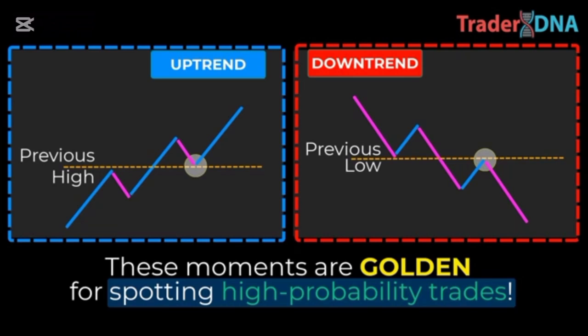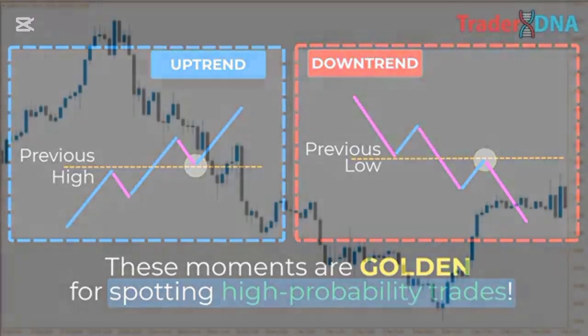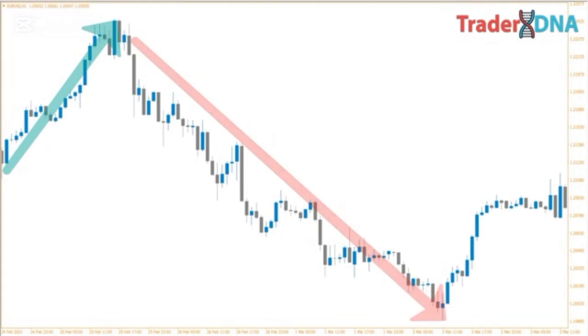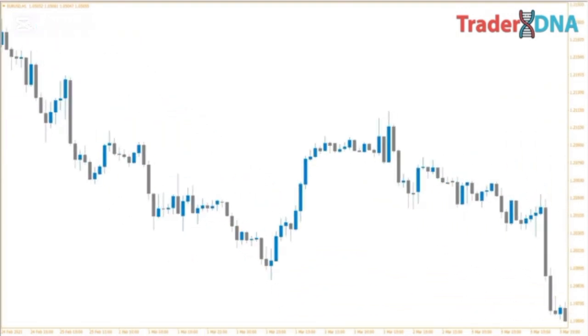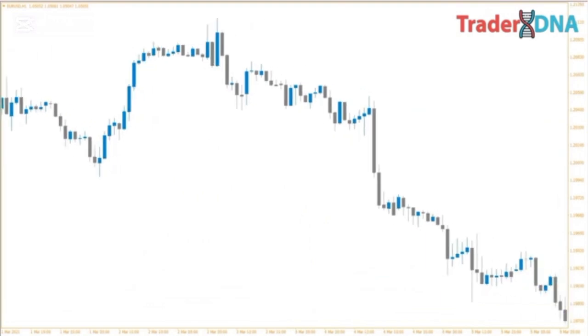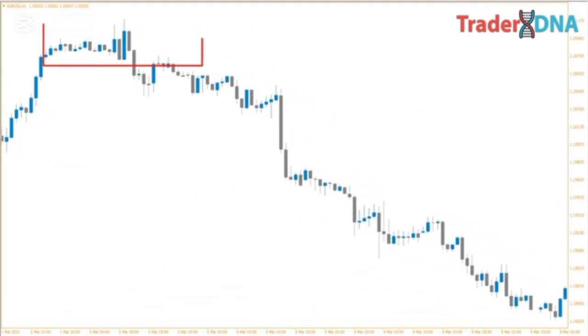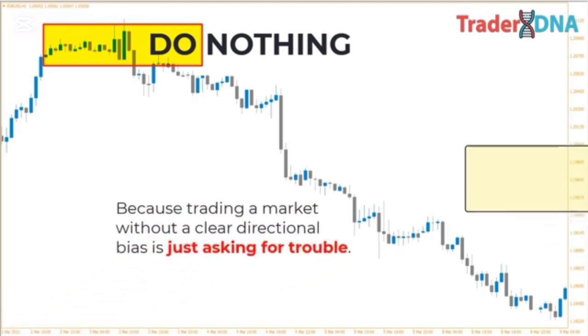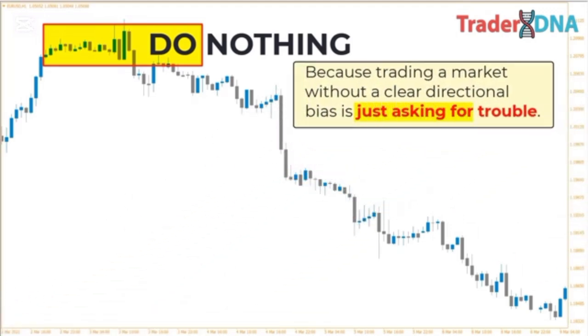There's something super important you absolutely need to understand if you want to succeed in trading. The only markets you should ever trade are the ones with a clear direction, either pushing to the upside in an uptrend or to the downside in a downtrend. These are the golden moments where your trades have the highest chance of success. But if the market is moving sideways, if it's stuck in a boring consolidation or a tight range and you can't spot a clear trend, here's what you do. Nothing. Yeah, you heard me. Do nothing. Don't trade it. Don't force it. Why? Because trading the market without a clear directional bias is just asking for trouble.